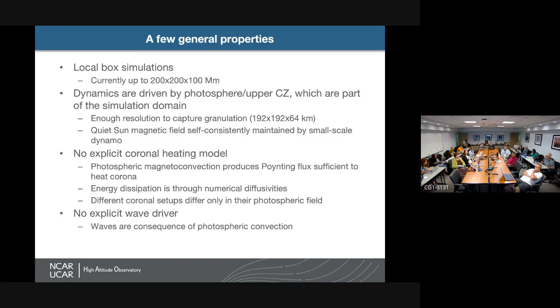Energy is dissipated through numerical diffusivities, but since energy is a conserved quantity, these numerical diffusivities, even though they're unrealistic, can only dissipate energy which is there. And that brings you back to the Poynting flux, which is captured by MHD. And with regard to waves, there's also no wave driving in here. Whatever is in there is just naturally excited by photospheric magnetoconvection.